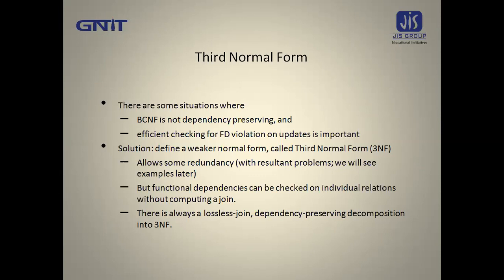There is always a lossless join, dependency preserving decomposition into 3NF. So we're allowing some redundancies, but functional dependencies can be checked on individual relations without computing a join. Now there is always a lossless join, dependency preserving decomposition into 3NF.